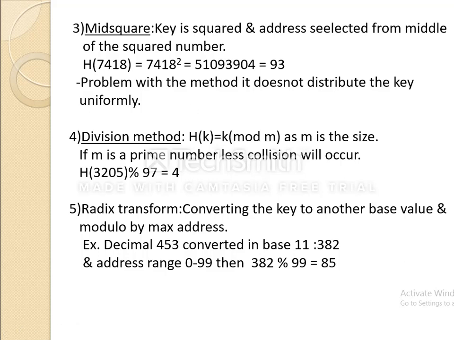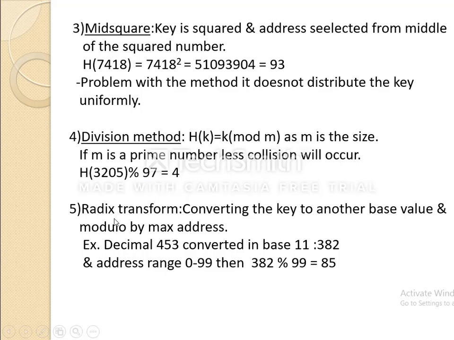The next is the division method, that is h of k is equal to k mod m, where m is the size. If m is a prime number, less collision will occur. As shown in the figure, H of 3205 mod 97 is equal to 4, as 97 is a prime number, so less collision will occur.